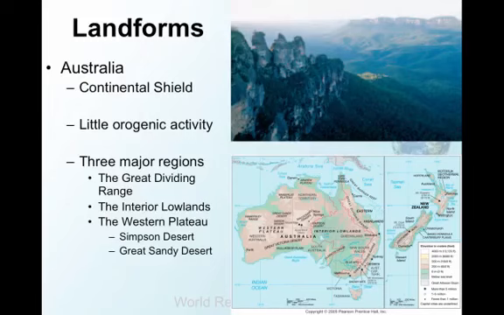There are three major regions in Australia. On the far eastern side, and you can see it here in the map in the bottom right hand corner, is the Great Dividing Range. Just to the west of that, on the interior, you have what are known as the interior lowlands, and then much of the western and also west central part of Australia is itself the Western Plateau, which is a very hot and dry place, and as a result is characterized by a couple of major deserts.